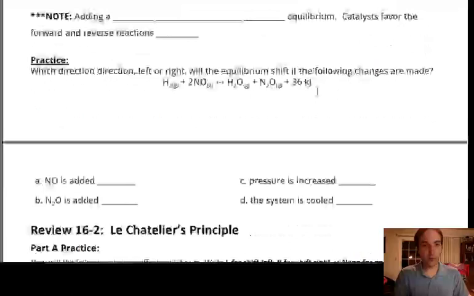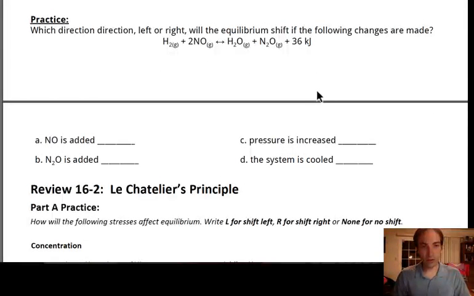Okay, so practice problem here. What we need to do is figure out which direction, left or right, the equilibrium will shift if the following changes are made. And here's our reaction. A says we're going to add nitrogen oxide. Be very careful here. You want to make sure you're looking at this nitrogen oxide, not the dinitrogen oxide over here. So here we have our nitrogen oxide, and we're going to add some.